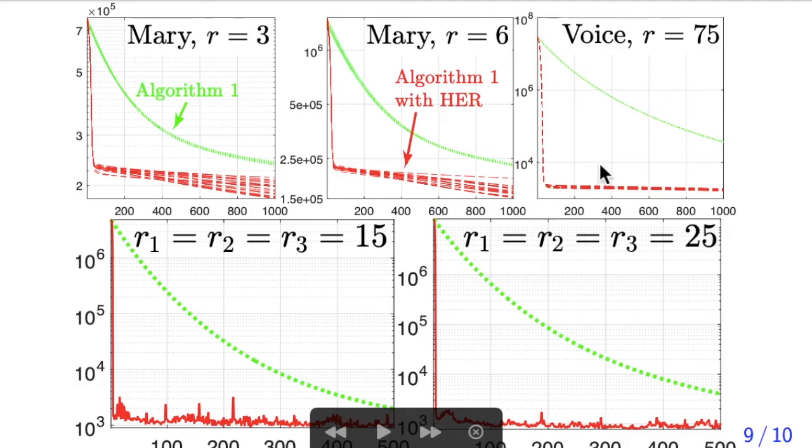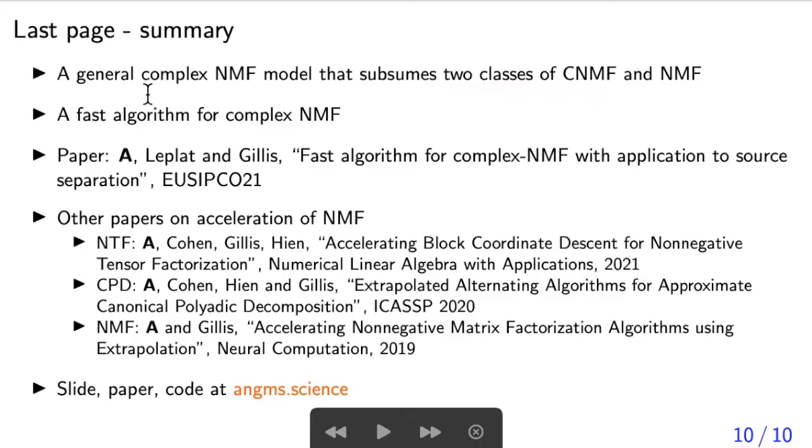This kind of crazy acceleration is even more significant for the group CNMF model. And we can see that for just about 10 iterations, or a few iterations, the extrapolated method already goes to convergence. Summary: a general complex NMF model that subsumes two classes of CNMF and NMF, and a very fast algorithm for solving this CNMF. For details, please refer to these papers. The methods of extrapolation are presented in these papers. If you are interested, you can look for the first one and also the last one.